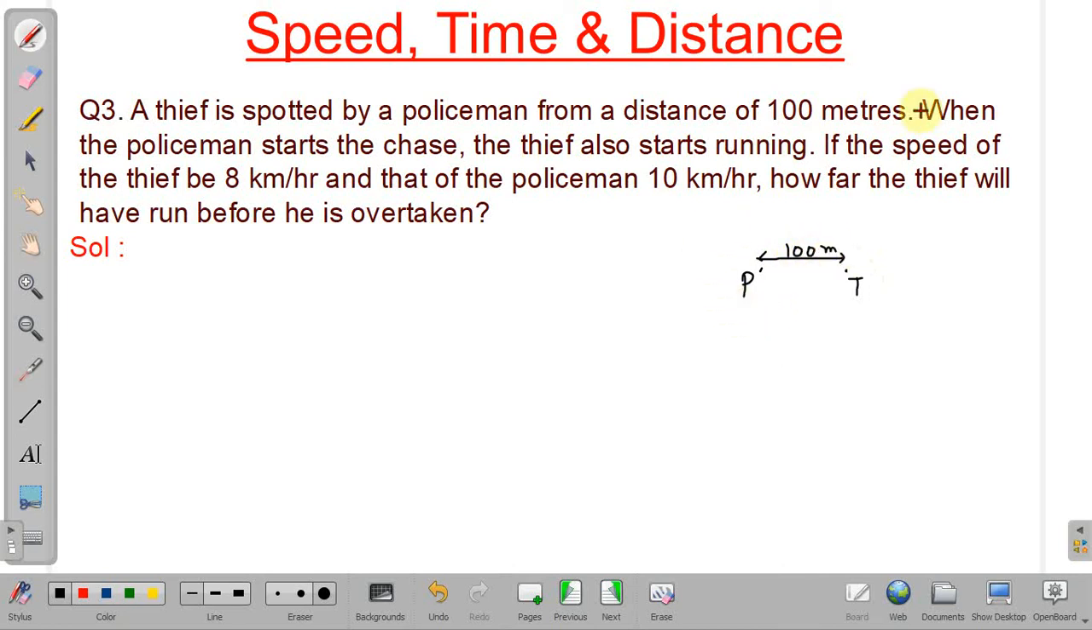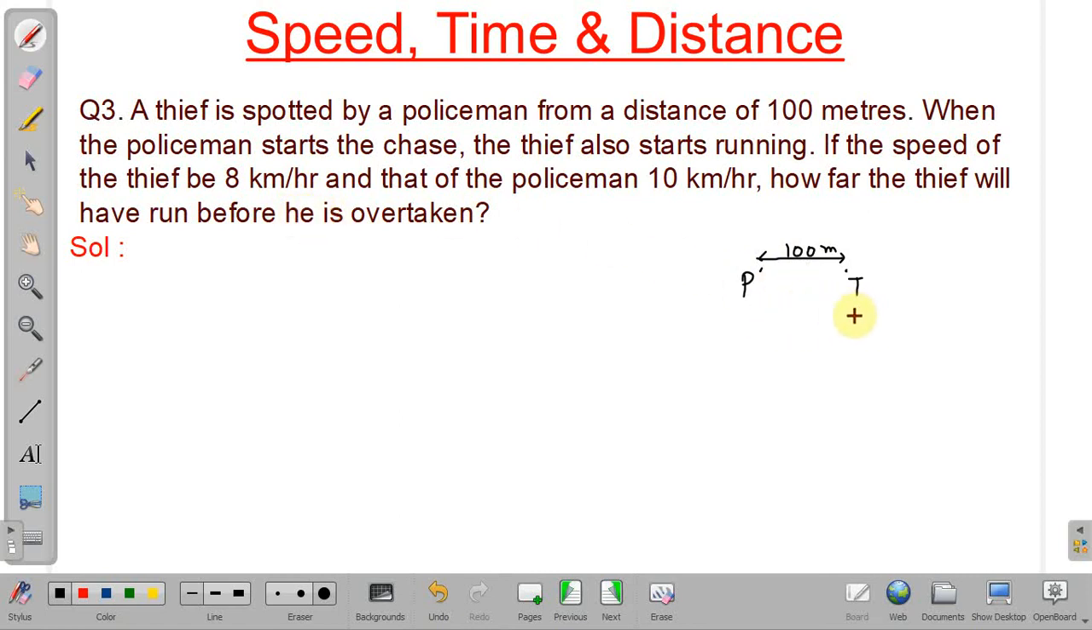Okay. So when the policeman starts chasing, the thief also starts running. So if the speeds of the thief and the policeman are given, how far will the thief have run before he is overtaken? See, the speed of the policeman is more than the speed of the thief. So at some point, the policeman will catch the thief.